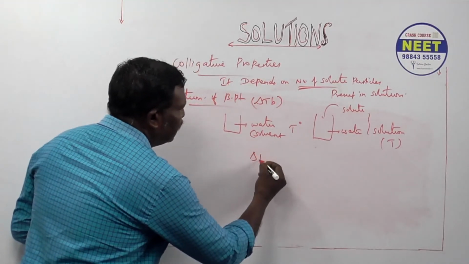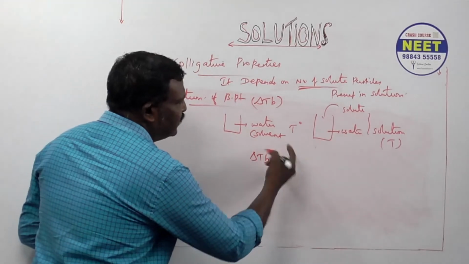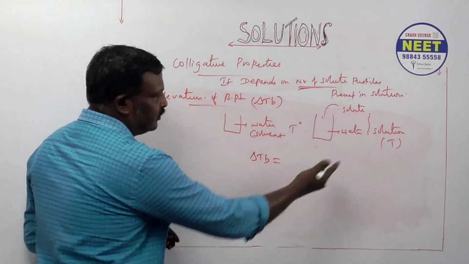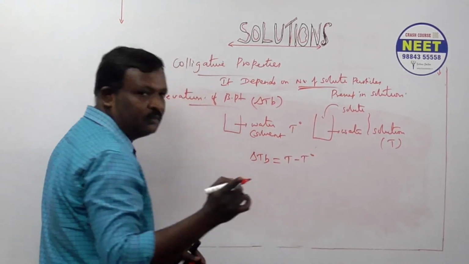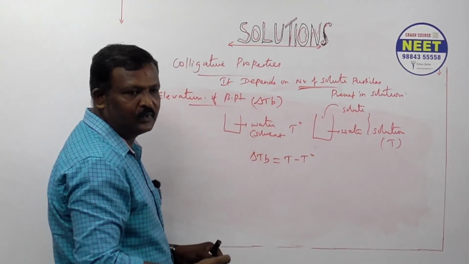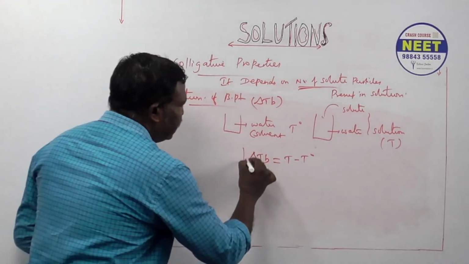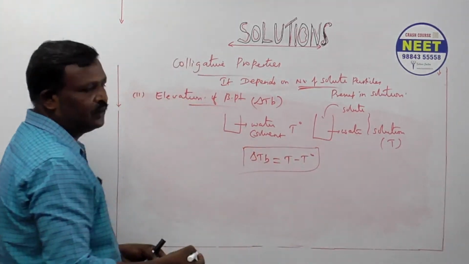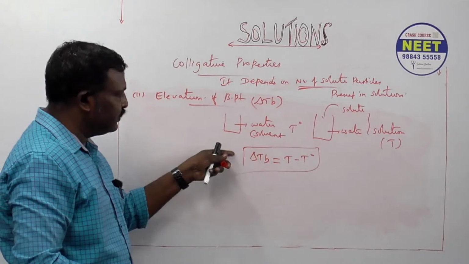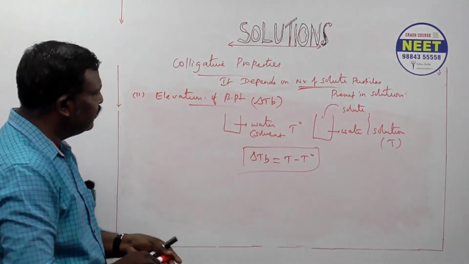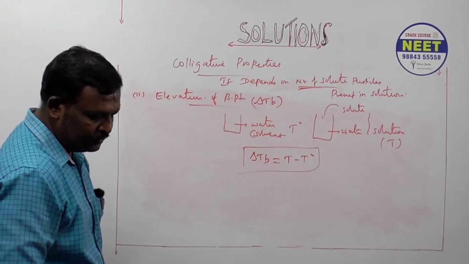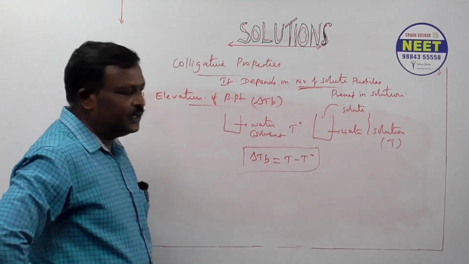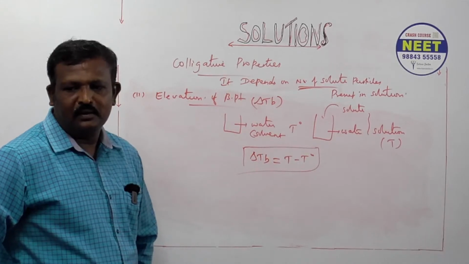So del TB is equal to, who is having high? T. So T minus, last time we studied what? P naught minus P. Is it T minus T naught? So differentiate. Now write. Just copy this one. After that I will give one statement. First, if you see the picture, you can understand, I think.